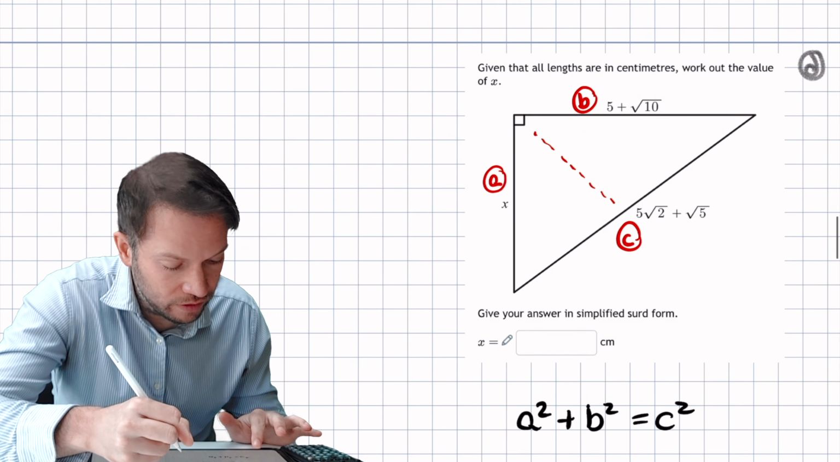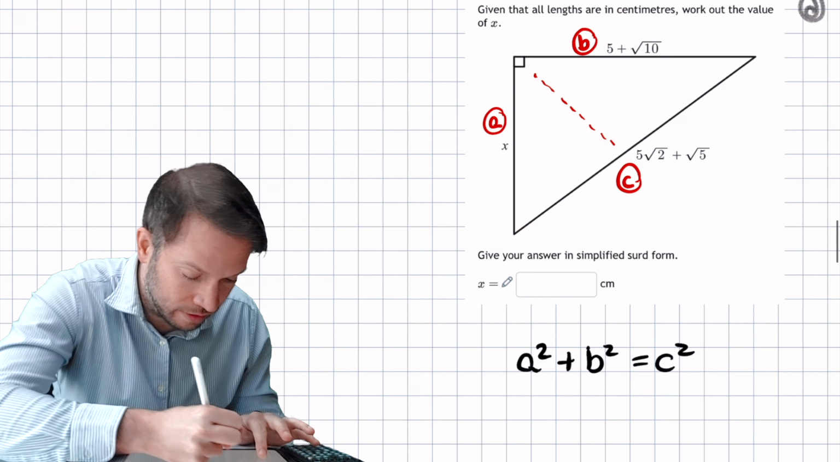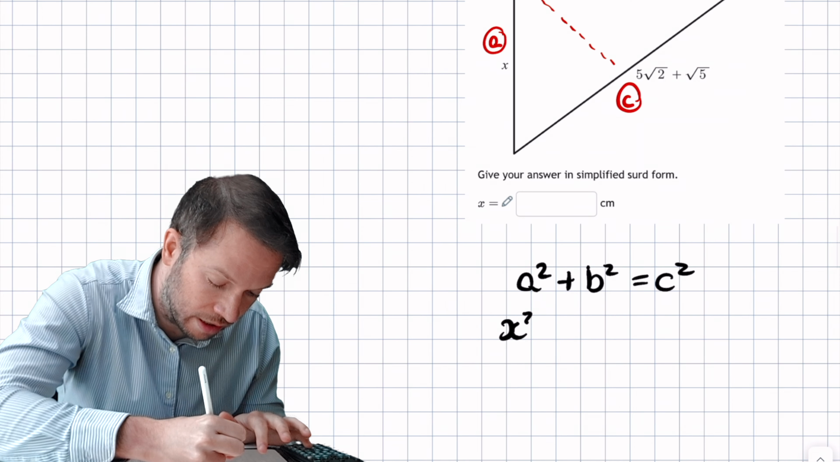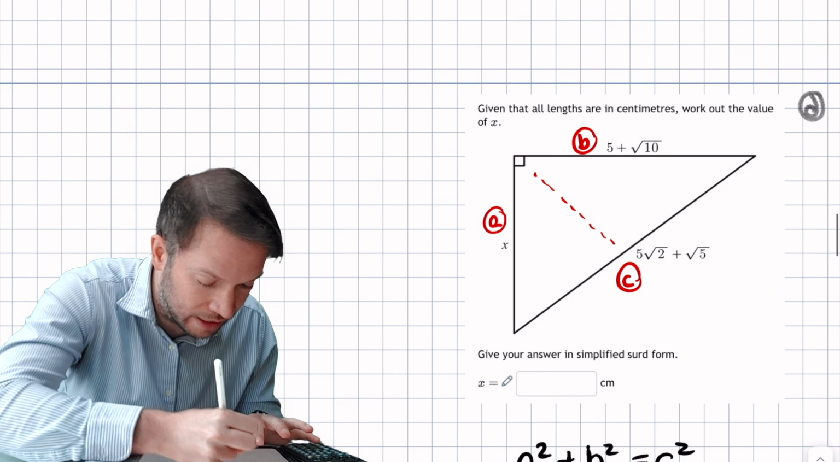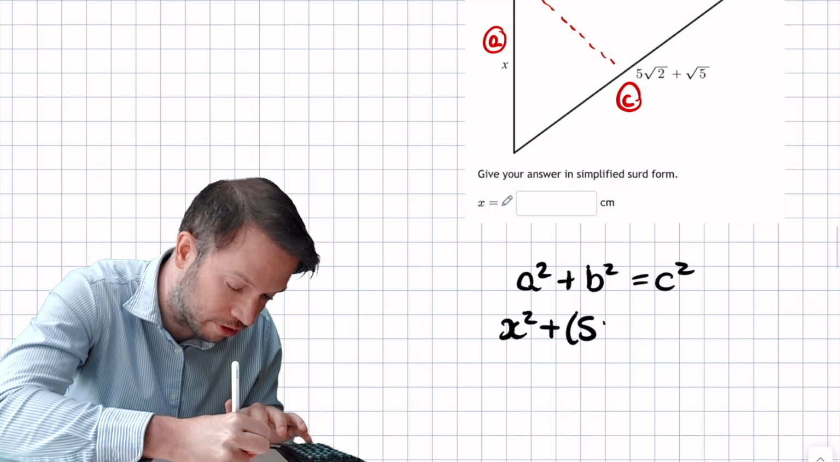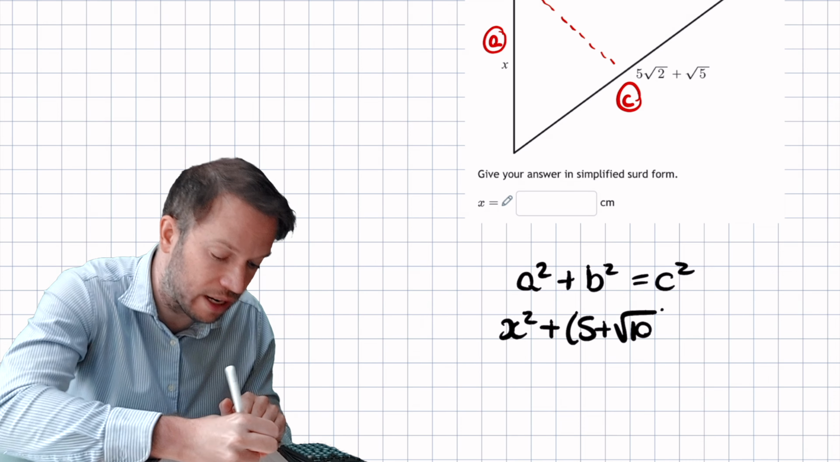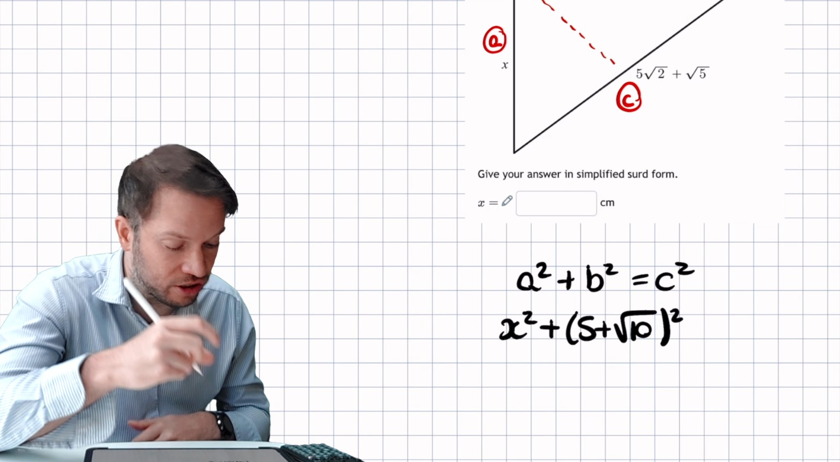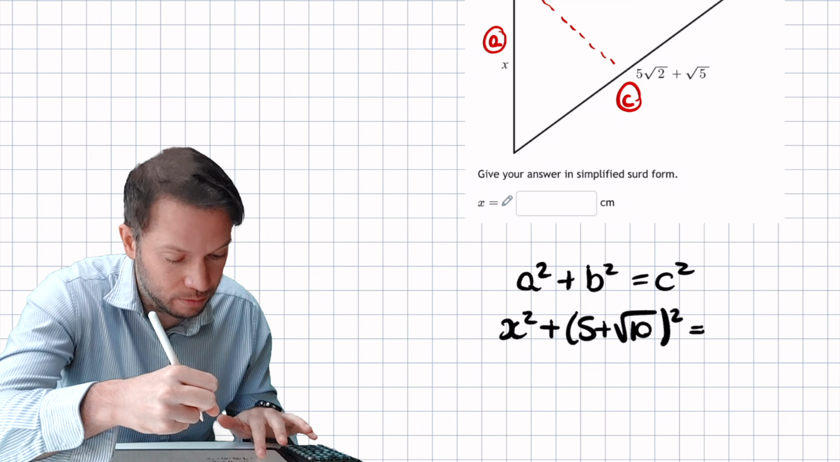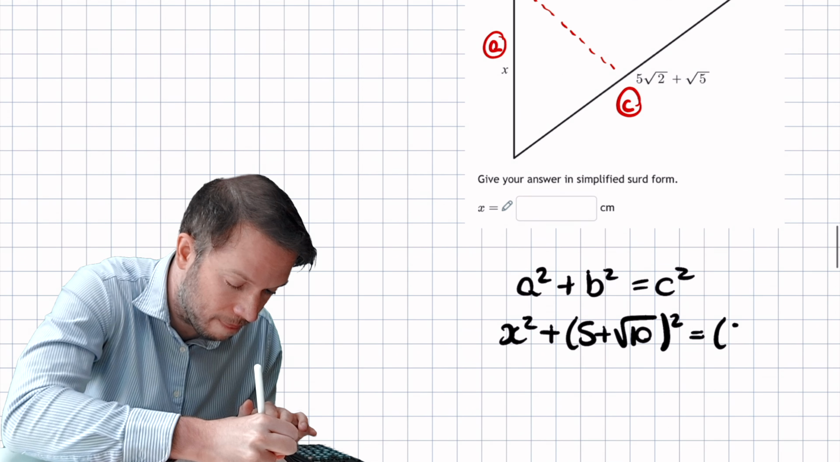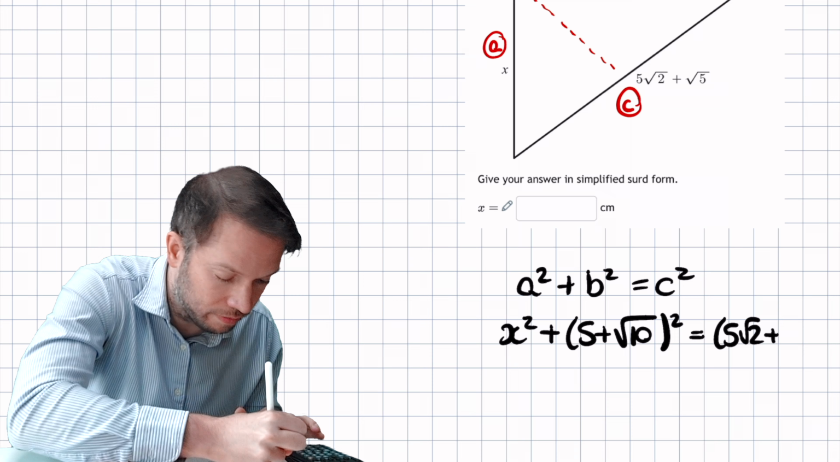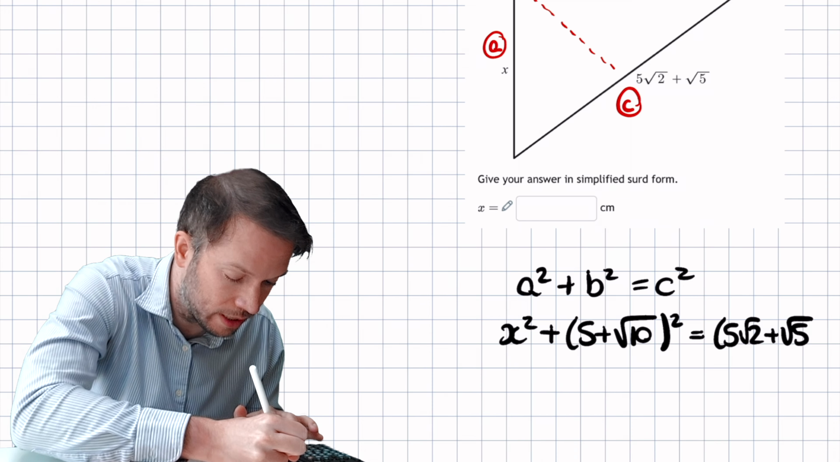Now let's substitute these lengths in. A is x, so we've got x squared, plus b is 5 plus root 10. So we're going to do all of 5 plus root 10 squared. We need the brackets there because we want to square that whole expression. And that is equal to c squared, which is 5 root 2 plus root 5 all squared, like that.